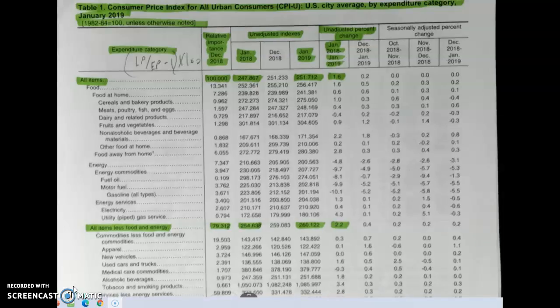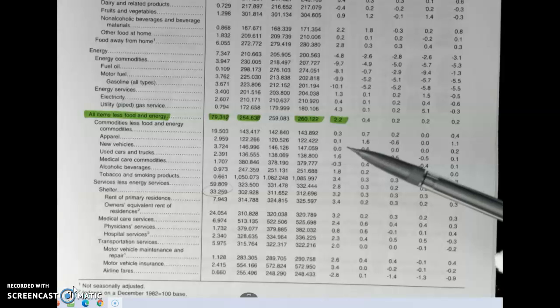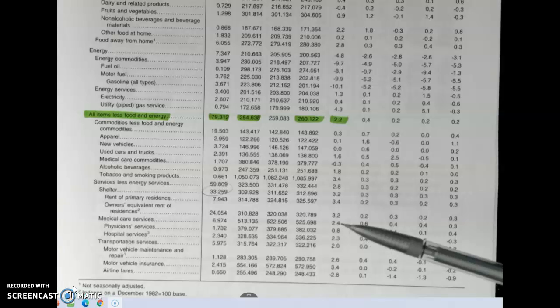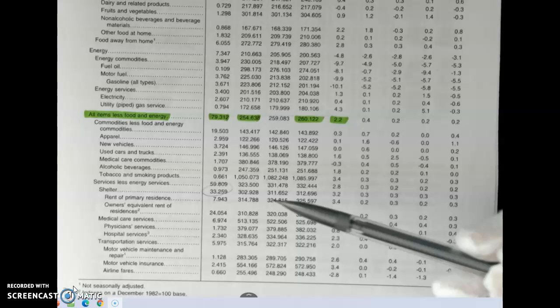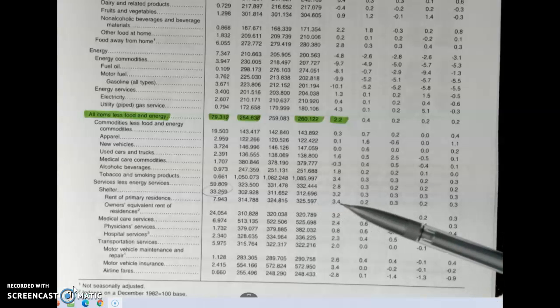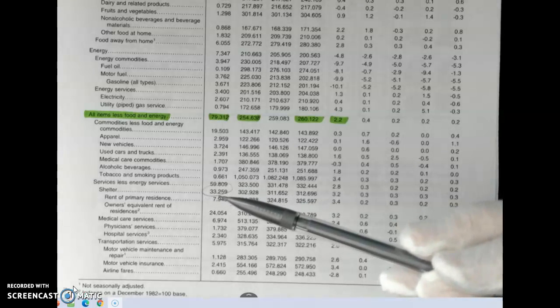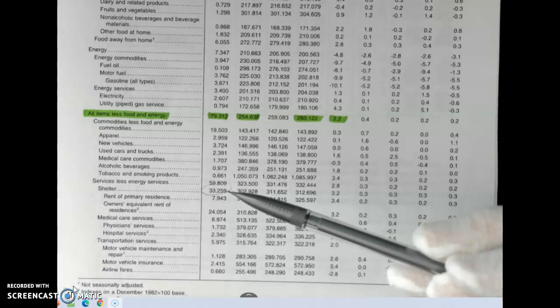All right, so there's also other goods down here. So you've got apparel. You've got used cars and trucks, but nothing really dramatic here. It looks like rental of a primary residence was up 3.4% over this period. So rents went up. This is an interesting component here, shelter, because shelter is clearly housing, but for the consumer price index, it's measured by rents paid.